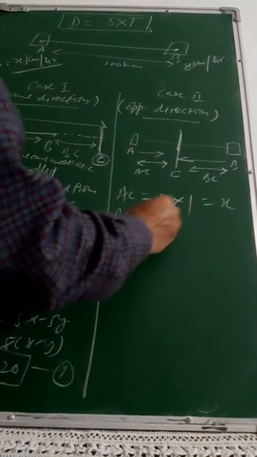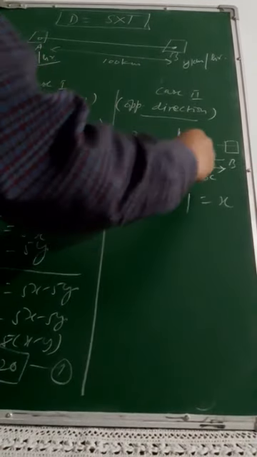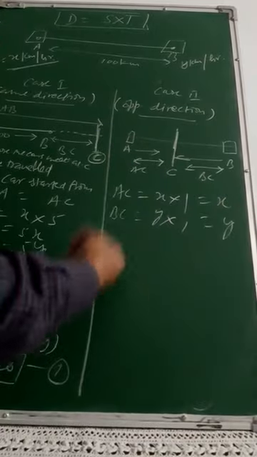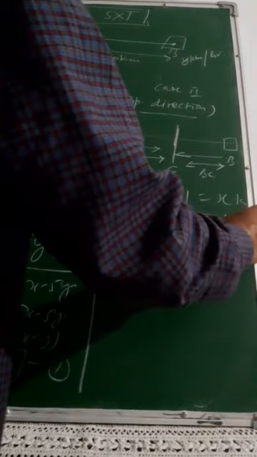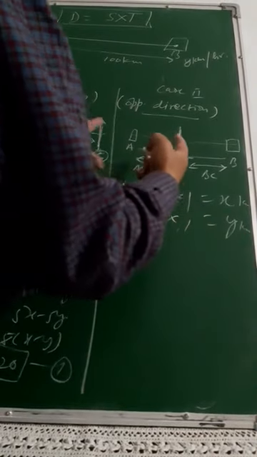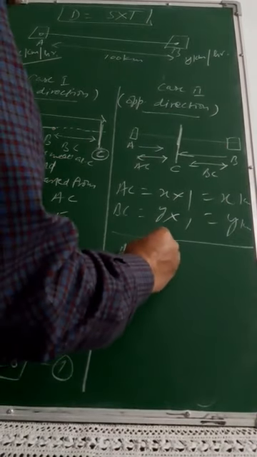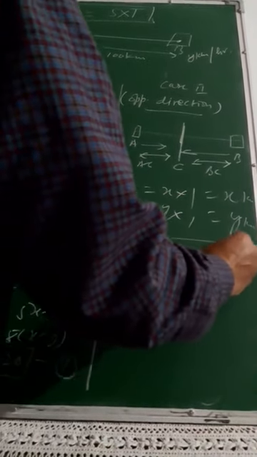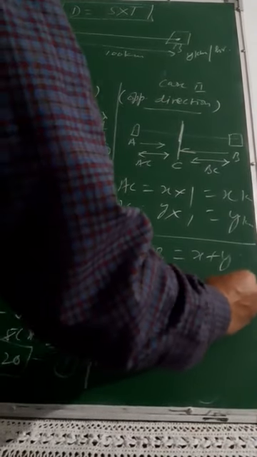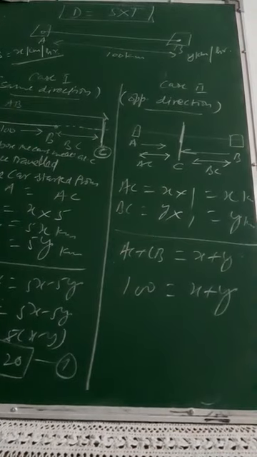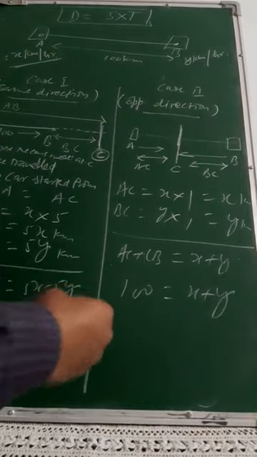Again your BC is the distance, speed into time. The speed is y, the time is 1 hour, and that is equal to y. So distance is always in kilometers. Now AC plus CB: you need to add here. AC plus CB is equal to x plus y, and that is already given to you as 100. So AC plus CB, this total distance, A to B, was 100 kilometers.